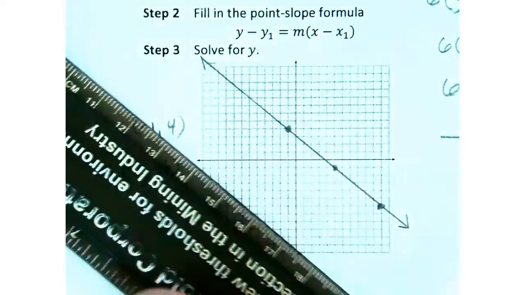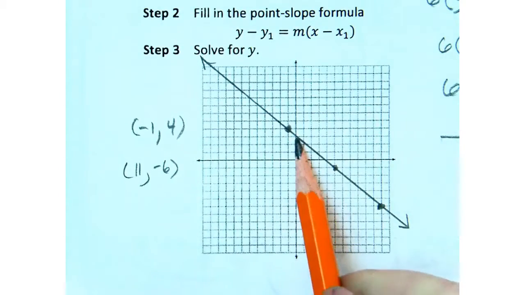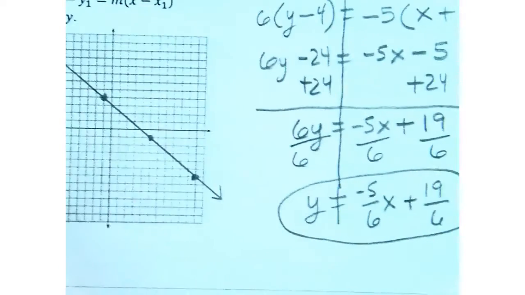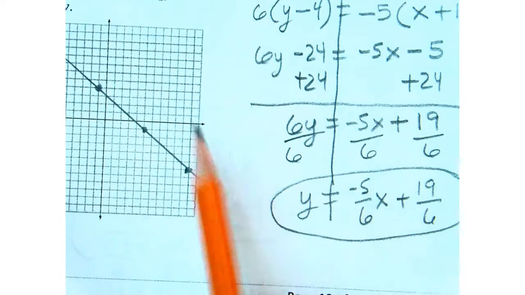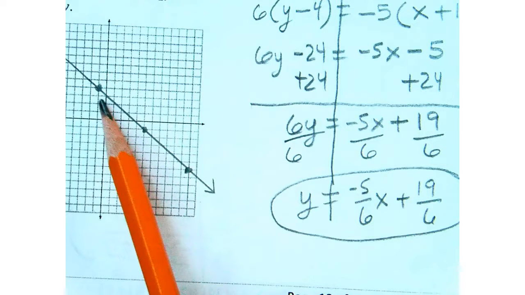To see if we correctly turned it into slope-intercept form, let's look at our slope-intercept form of the equation. We know the slope is correct. It is negative 5 over 6. The y-intercept is 19 over 6, or slightly more than 3, which also looks correct.